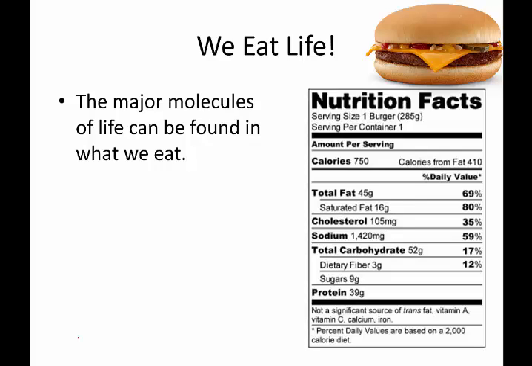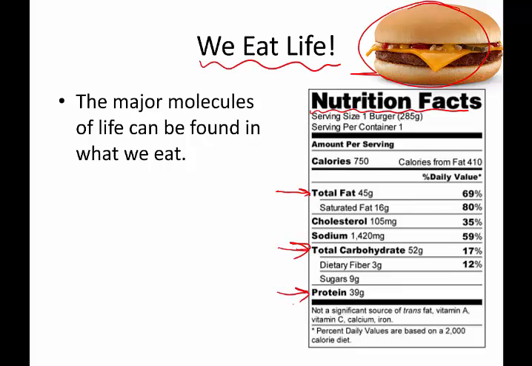So this is probably a review of an exercise we did in lab, but I just want to remind everybody that we eat life. So for something like this hamburger over here, we have plant products and we have meat products. So two major groups of organisms are represented by this hamburger. And if we look at the nutrition facts, so essentially some of the components of this hamburger, we can actually point out the major molecules of life. So fats are a major type of molecule that's found in life, carbohydrates, and proteins. So those are three of the four major molecules we find in life.